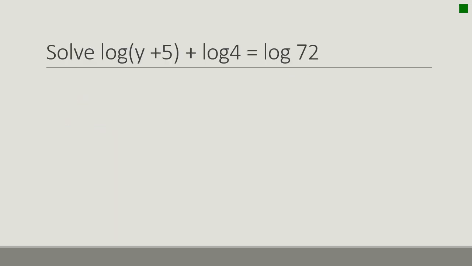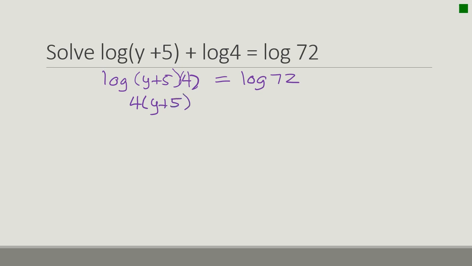Here, there is no base, but remember that's the common log, base 10. So I'm going to condense this. When I add logs, remember that I multiply. So I'm going to get log of y plus 5 times 4 equals log 72. And now since they both have the same base, I can set them equal to each other. I'm just going to move the 4 out in front, and that equals 72.